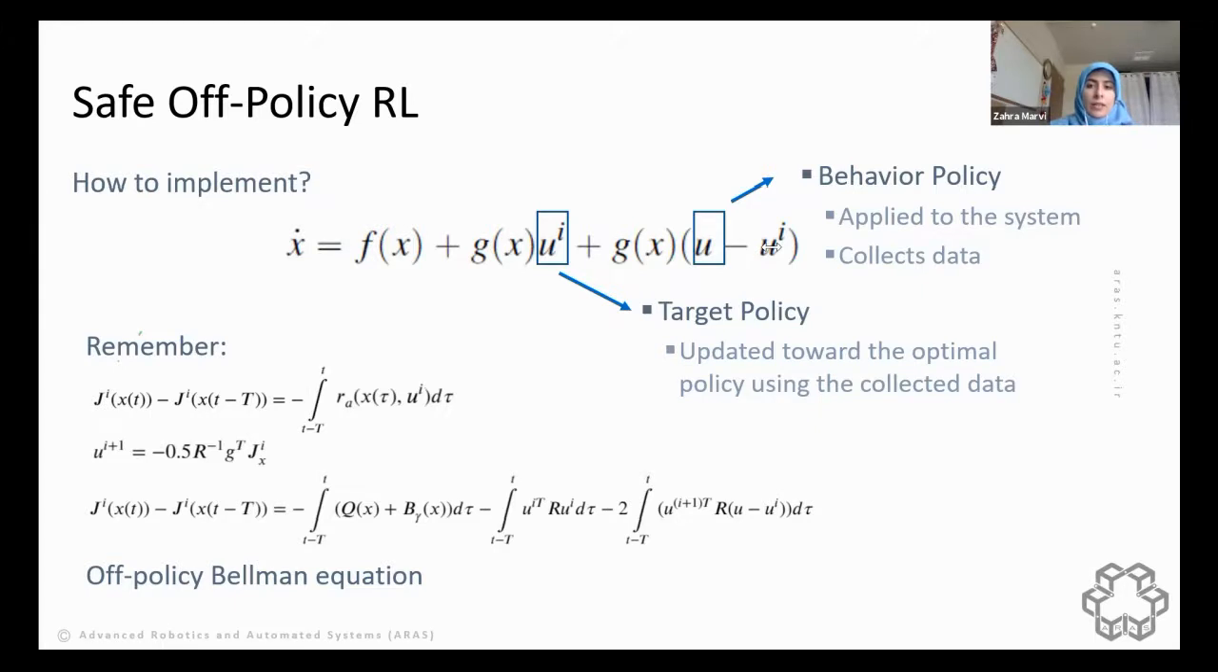Okay. Yes, during the learning, we need to have some partial knowledge while applying the behavior policy. The system shouldn't become unstable during that, but it's a common assumption in the reinforcement learning framework.